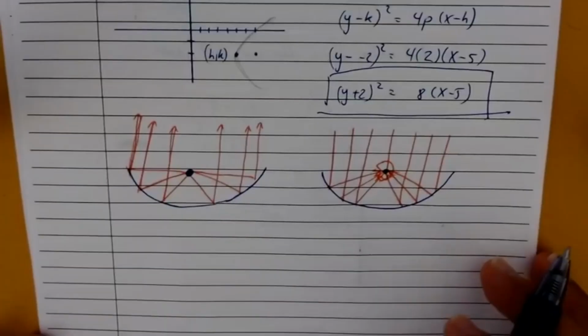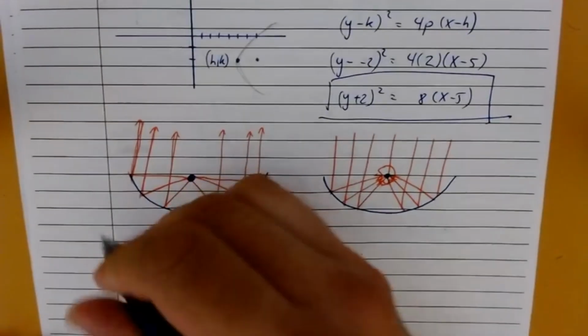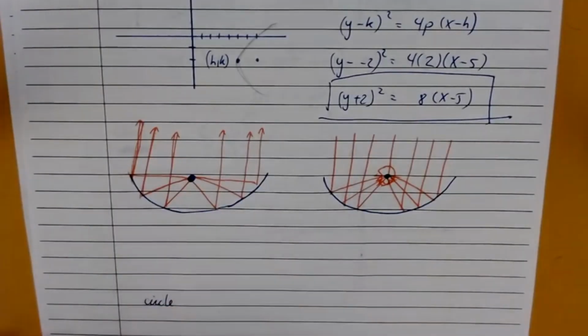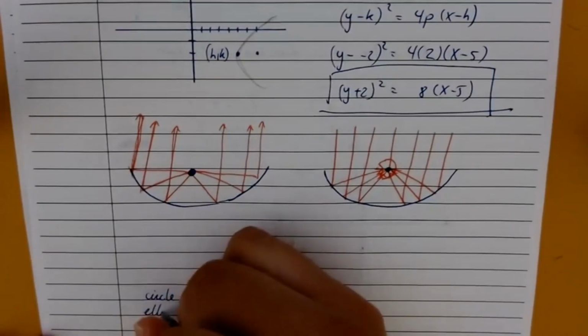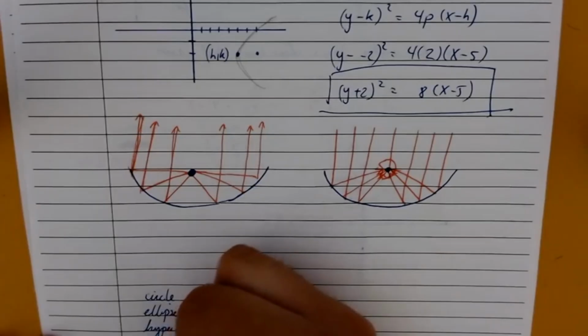All right, finally, the last couple of things here. One, we have seen conic sections. We've seen 4 of them. We've seen a circle, which really is just a special form of the ellipse. We've seen the hyperbola. And now we have seen the parabola.